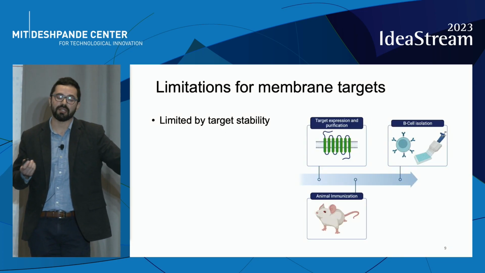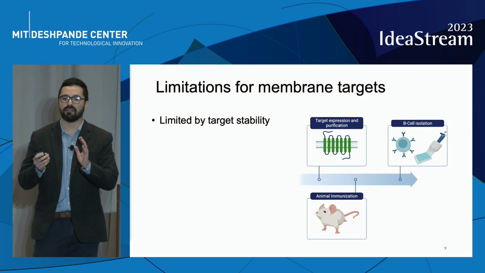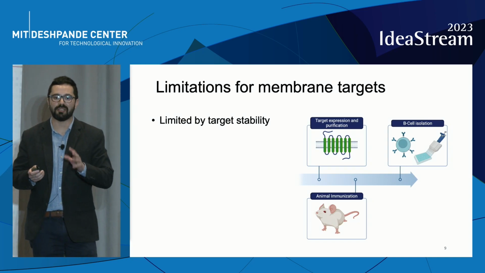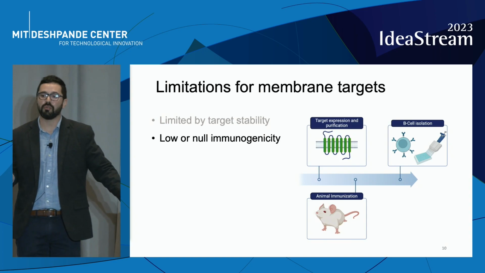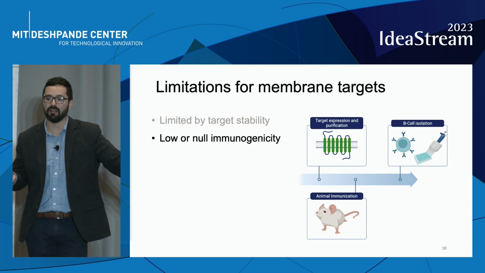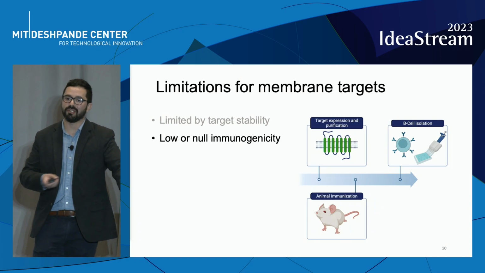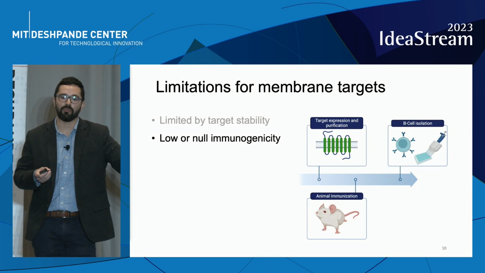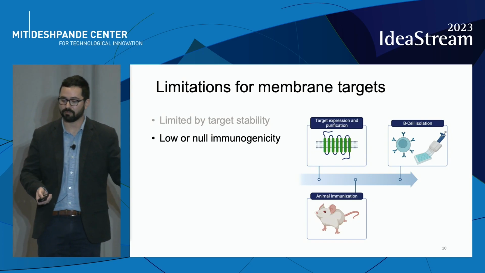Also, in the case of membrane targets, we are limited by the stability of the protein. Membrane proteins really like to be anchored to the membrane, especially multi-pass proteins, such as the one shown here. Now, assuming that you are able to have your multi-pass protein in a soluble format, which is very hard, then you need to raise antibodies. Most of the time, people will use a research animal, such as a mouse. The problem is that these proteins usually have low immunogenicity. So that means that the research animal rarely will generate antibodies.